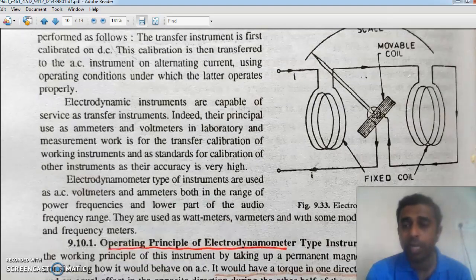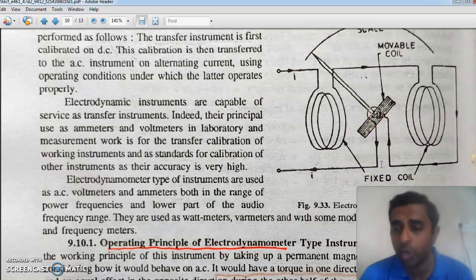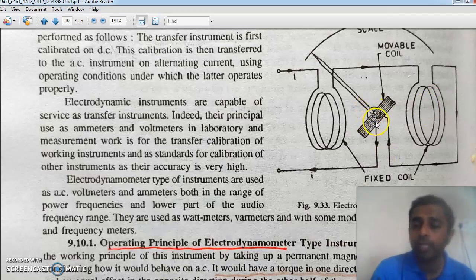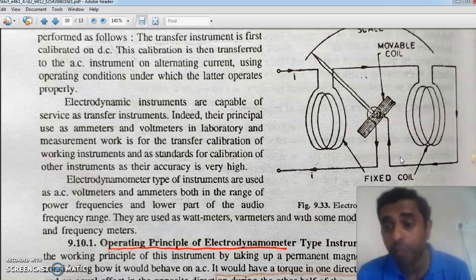Now, this is what I discussed earlier. These are the fixed coils, or the current coils, which have two parts, and in between them is the fixed coil, which is nothing but the pressure coil. The pressure coil will handle the voltage across the circuit. The pressure coil leads to the springs, and the springs carry the current through the pressure coil and take the current out of it. So the spring is actually a part of the pressure coil. However small, that much current is led into the pressure coil and led out of it using those springs.